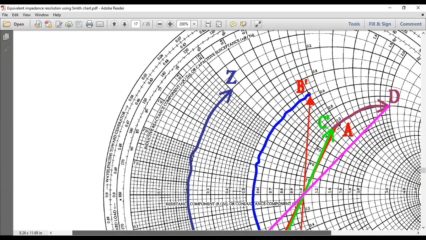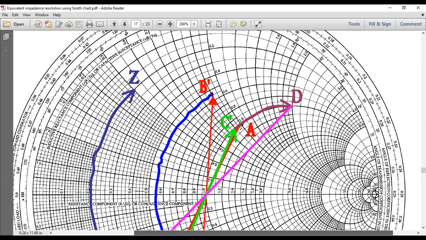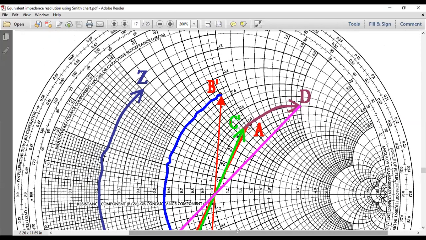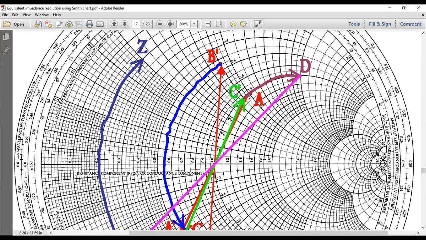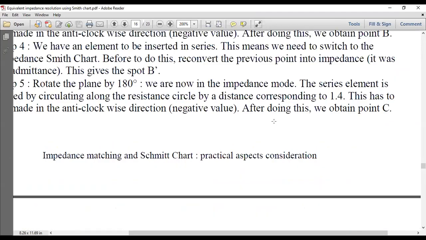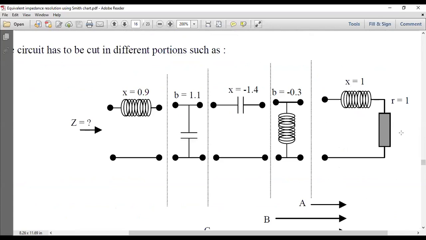So here A, B, C, D, I hope that you have drawn the circuit diagram. So 1 plus j1, this 1 is the horizontal line, and plus j1. So this is your A. This A is written in the form 1 plus j1. Here it is 1 plus j1. Okay, this circuit. Now what is the next element?